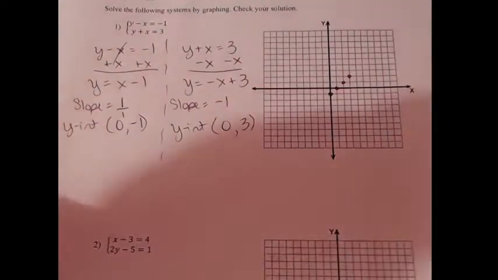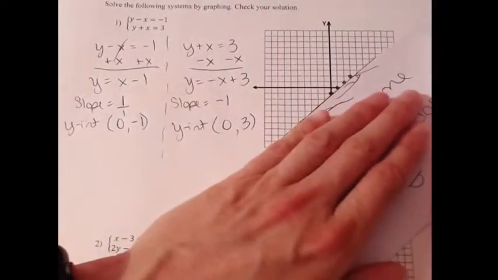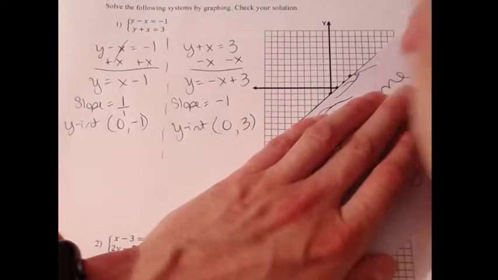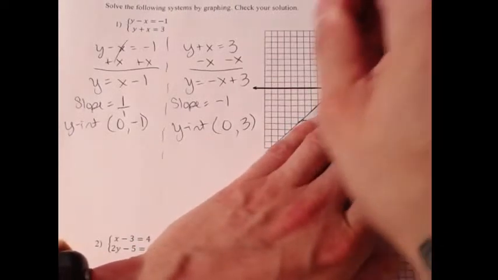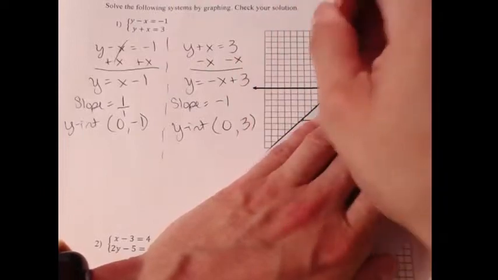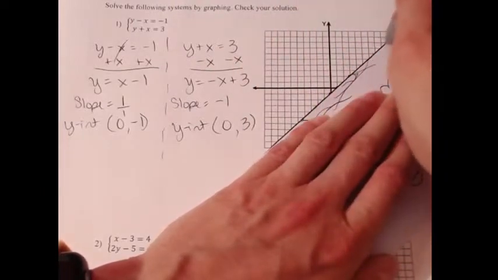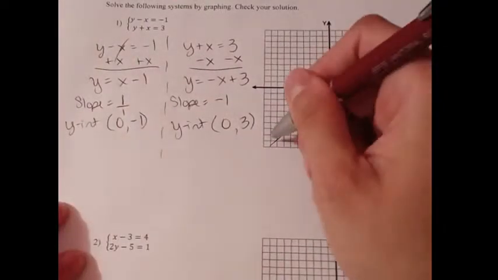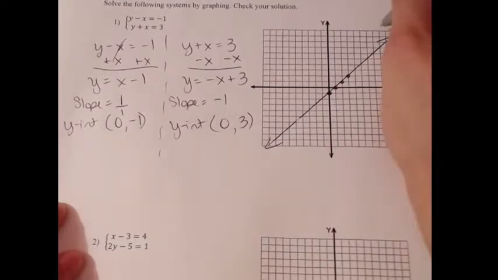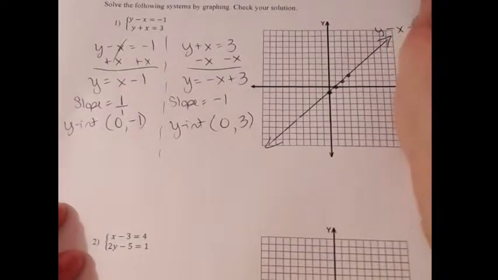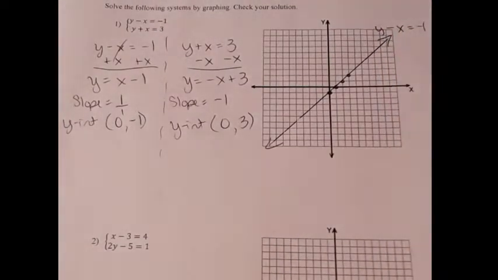So we connect this with a straight edge. Let's go ahead and do that the best that we can. I want to make sure this is nice and as straight as possible. Perfect. There's my first line. If it helps, we can label this first line as y minus x is equal to negative 1, just so that we remember which one we graphed first.